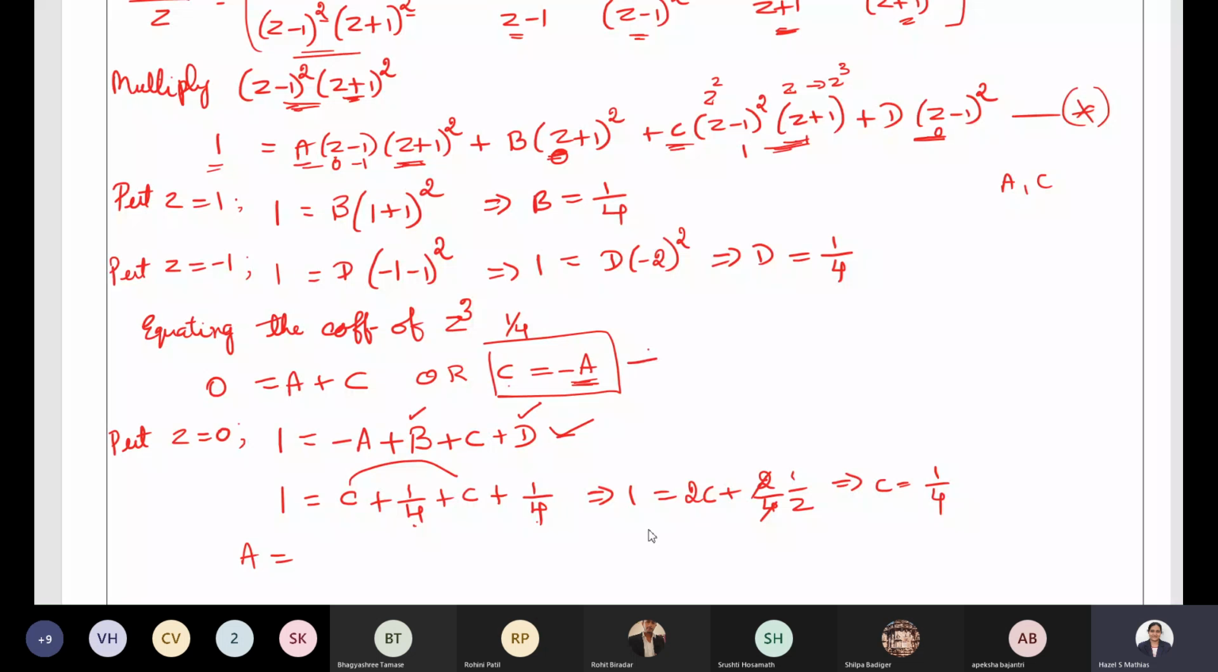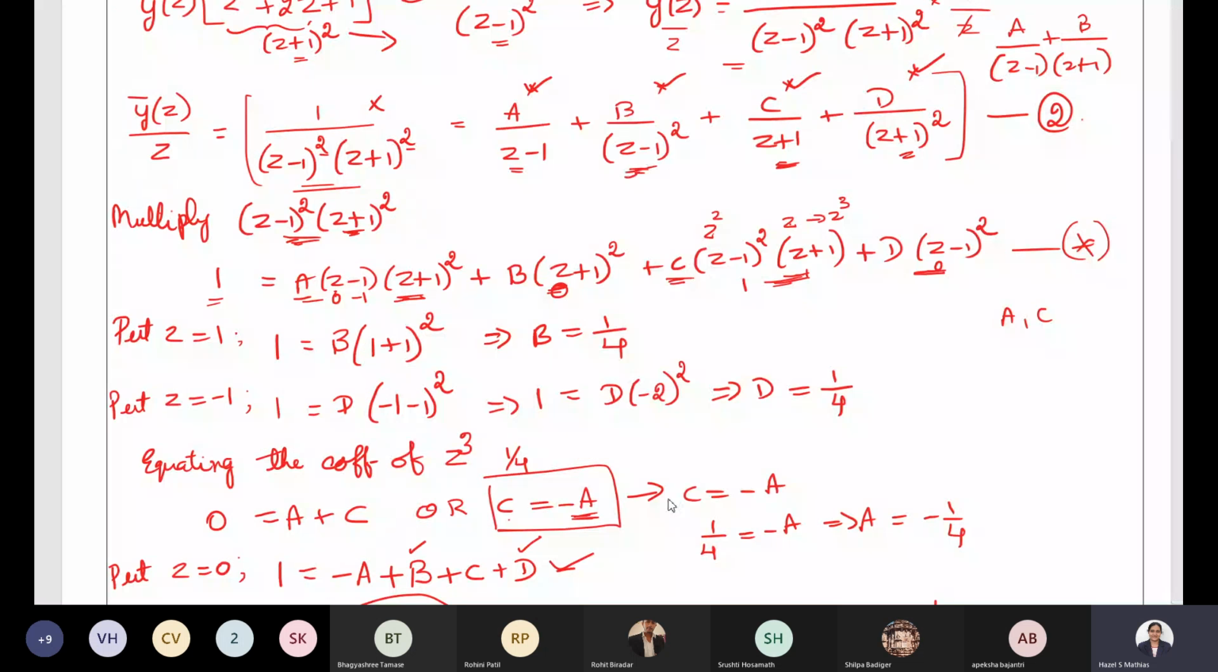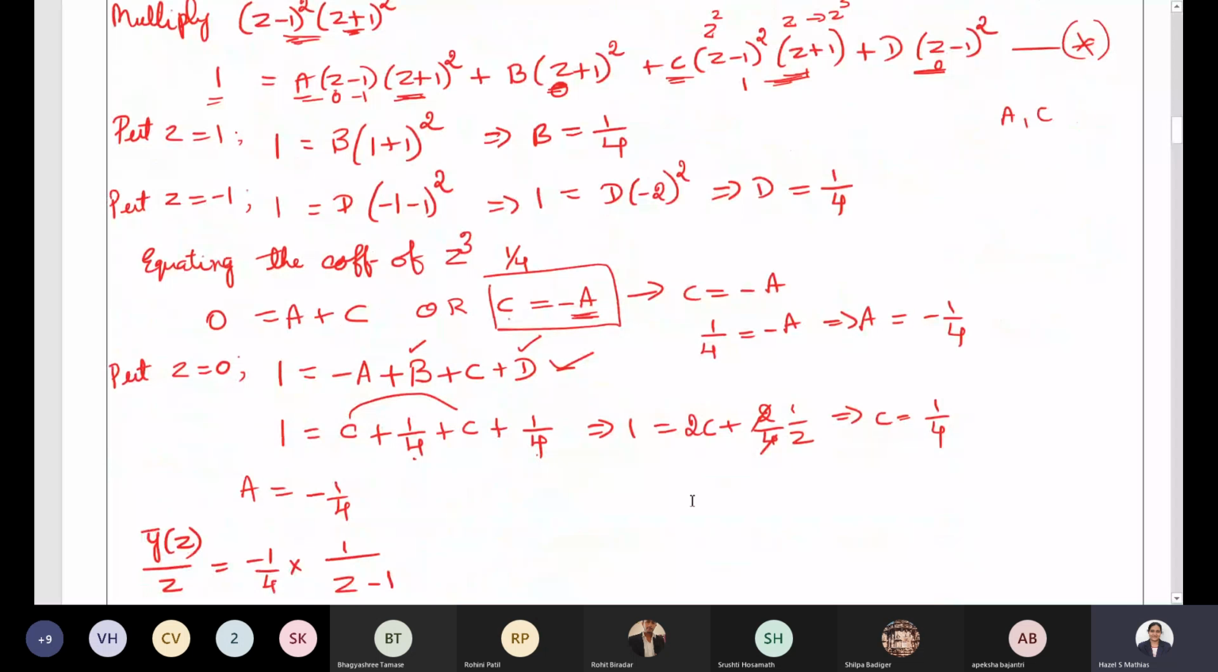Now substitute all a, b, c, d in this expression. We'll take this as equation 2, substitute the value of a, b, c and d over here. So what we will get over here, y bar of z divided by z, that is equal to, we will have a by z minus 1. a value is minus 1 by 4. Minus 1 by 4 into 1 by z minus 1. Second step, b by z minus 1 the whole square. b is 1 by 4. So it will be 1 by 4 into 1 by z minus 1 the whole square.